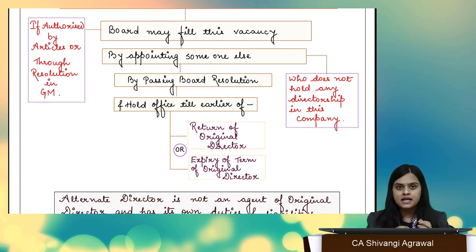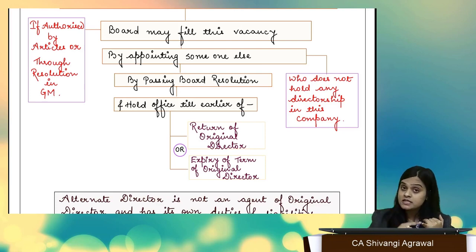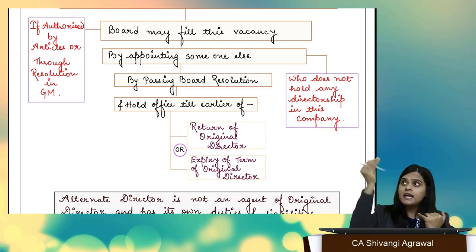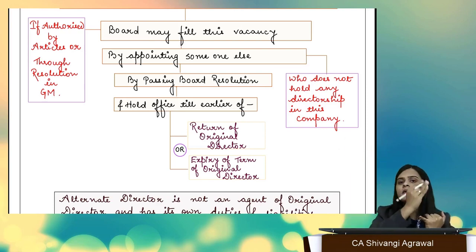Although you have to understand that alternate director is not a proxy of the original director, he is not the agent of the original director, he is having separate terms of employment with the company. It is just that he is appointed to fill that vacancy. So if the original director returns, he vacates. If the term of original director expires, he vacates. So he cannot hold office beyond that particular period. Moreover, a person who is going to be appointed as an alternate director has to be someone who is not already a director of the company.